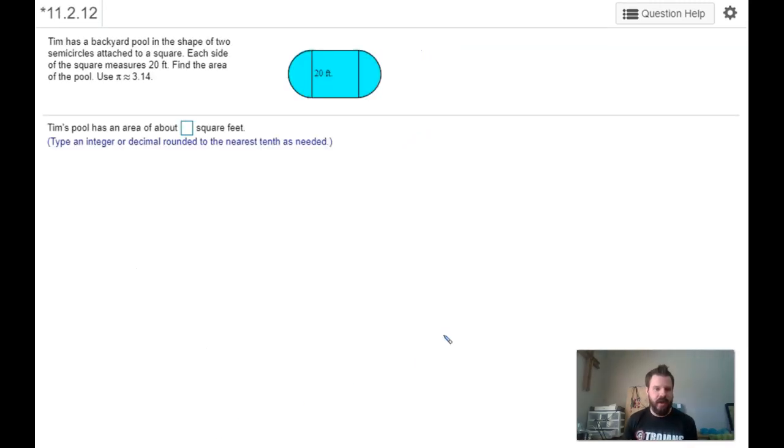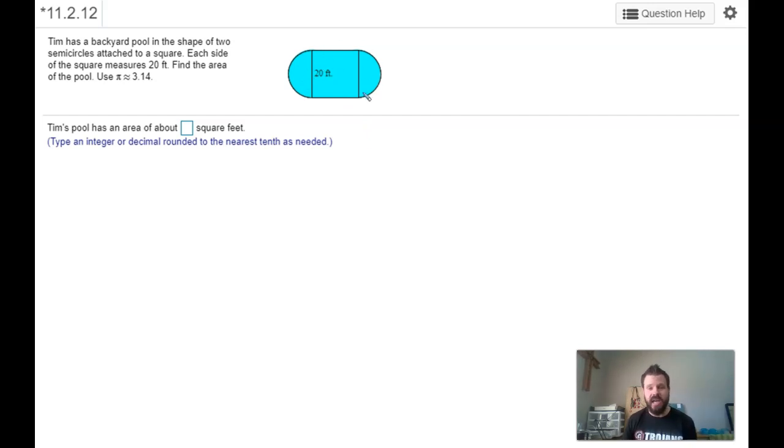All right, next one we have are some applied problems. We'll read through this. Tim has a backyard pool in the shape of 2 semicircles attached to a square. Each side of the square is 20 feet. Find the area of the pool. Use 3.14 for pi. Okay, so basically we want to find the area of this entire shape here, which is made up of a square with a half circle on both sides.